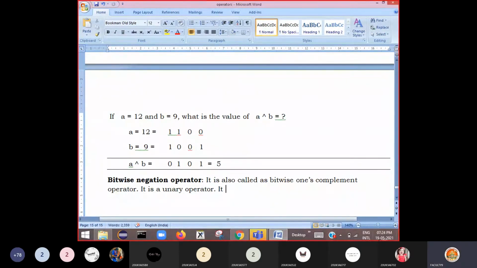So what will it do? Okay, so what is the symbol? It is represented by the symbol.